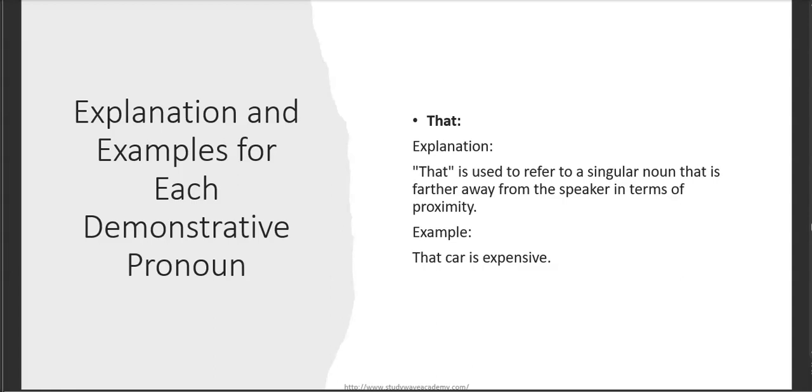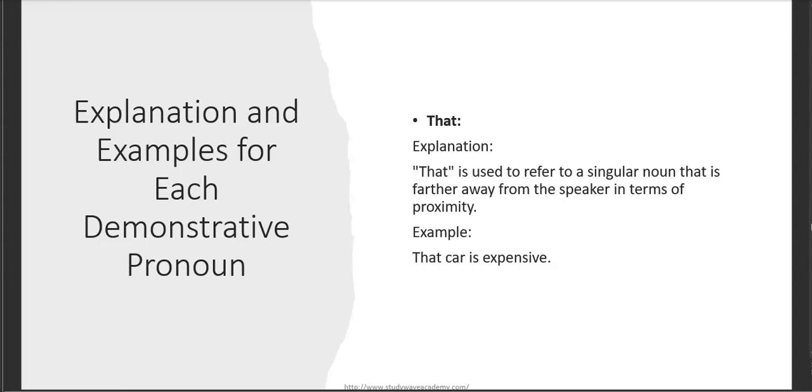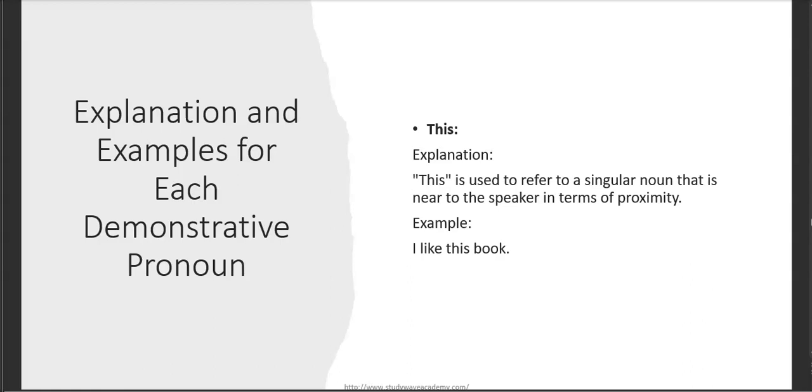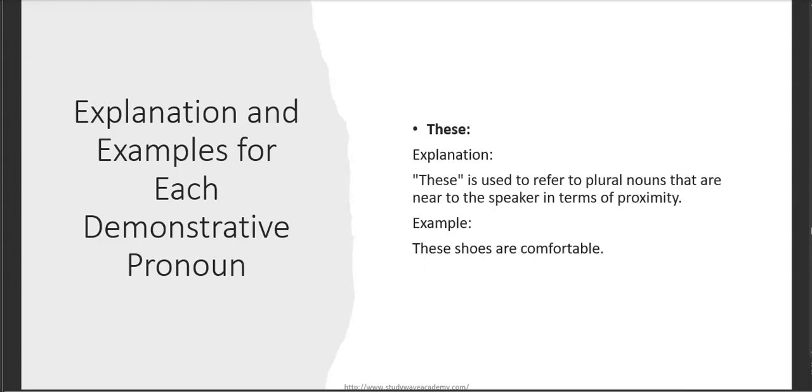Then when we talk about that, it is used to refer to a singular noun, again, that is further away from the speaker in terms of distance. That car is expensive. The car is far away from you, but you're being specific. It's that car, but it's expensive, okay? So don't forget about that. Then when you talk about this, now is the plural. So notice that this and that are the singular forms of these demonstrative pronouns, and this shows something that is close to the speaker, while that shows something that is far away from the speaker, but in the singular form. Now let's move to the plural form of these demonstrative pronouns, and we have these.